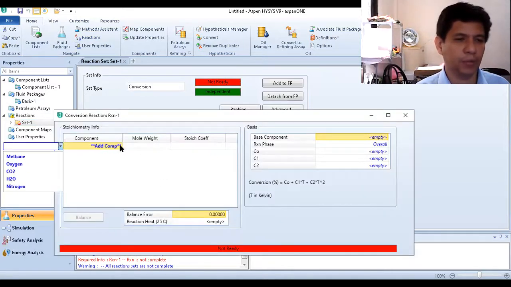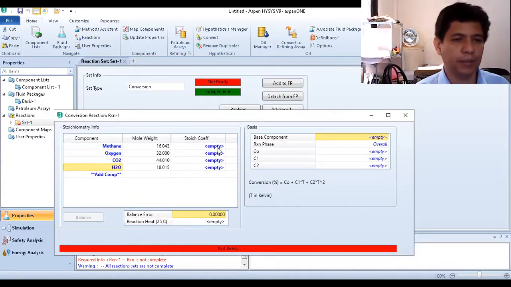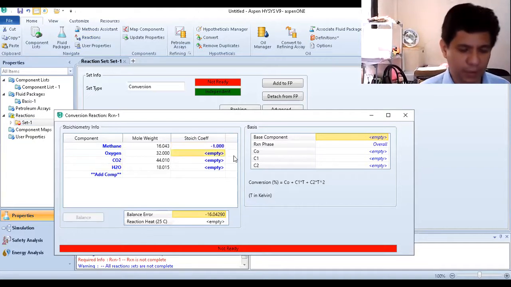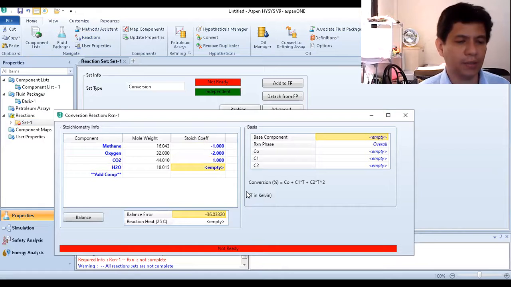Then add the components. So we have methane and then oxygen, carbon dioxide, and finally water. Then let's add the stoichiometric coefficient. Negative pag reactant, so methane is -1. Oxygen is -2. Carbon dioxide is 1. And then sa balance reaction, you're going to produce 2 moles of water. So water is 2. You can check that you have a balance reaction when the balance error is 0.